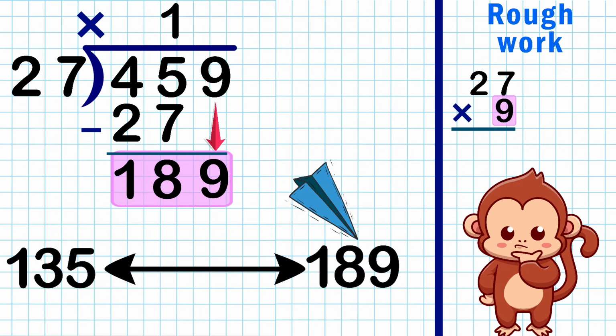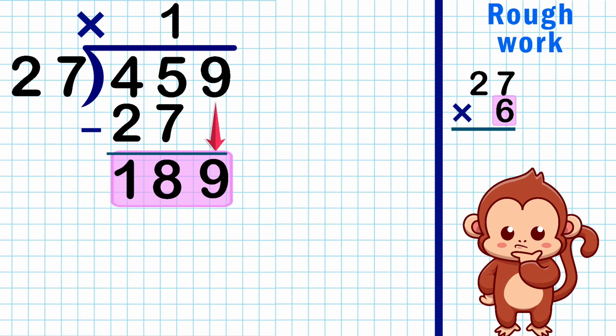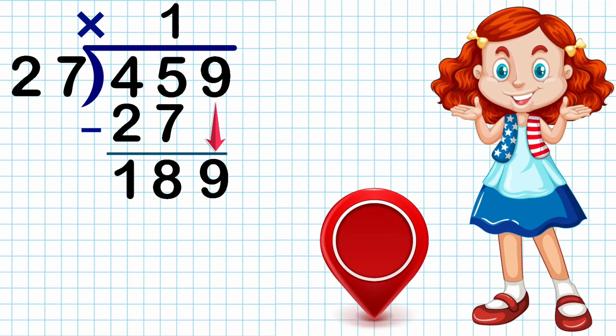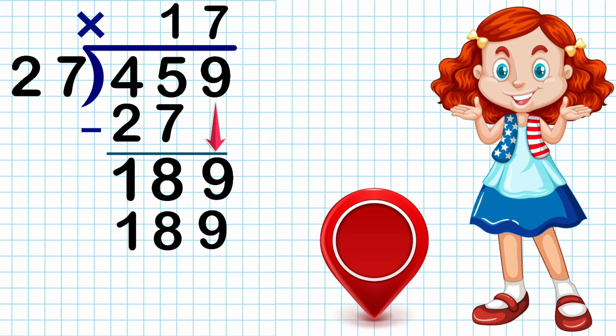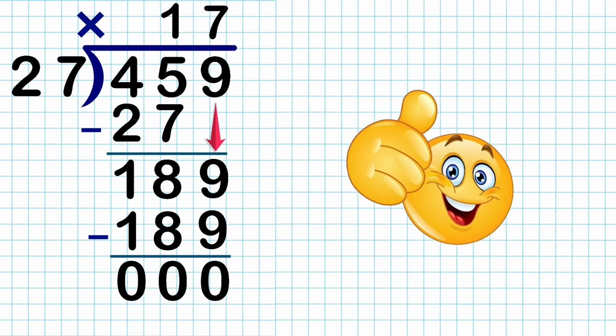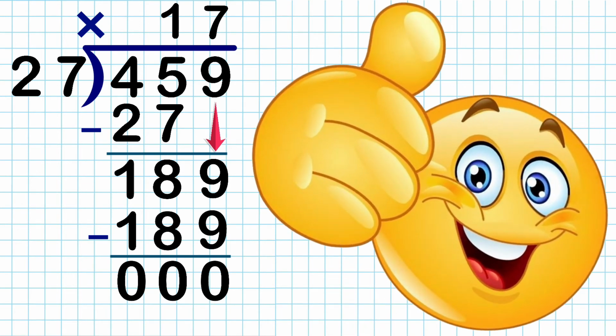Let's multiply 27 by 6. 27 multiplied by 6 is equal to 162. 27 multiplied by 7 is equal to 189. Yay! Finally, we have reached our destination. So, 27 multiplied by 7 is equal to 189 and 189 minus 189 leaves no remainder. So, here is how these kinds of questions are solved.